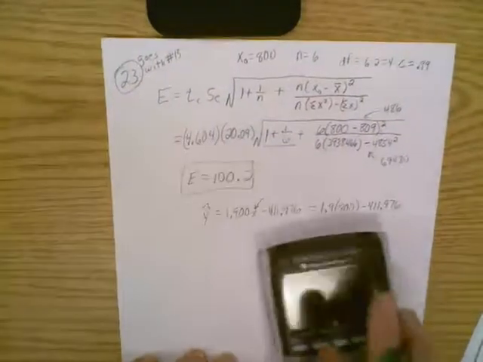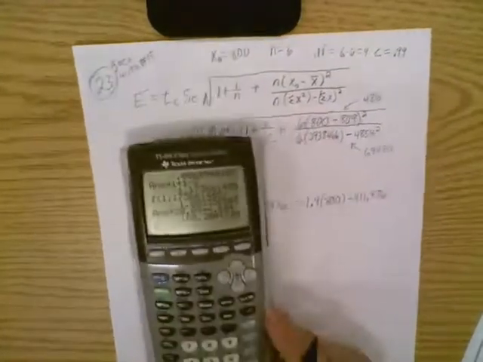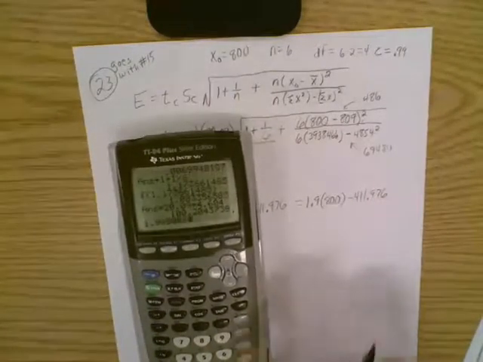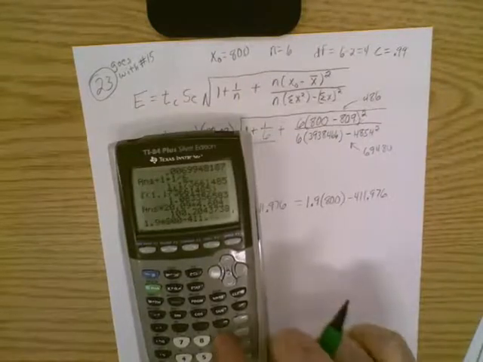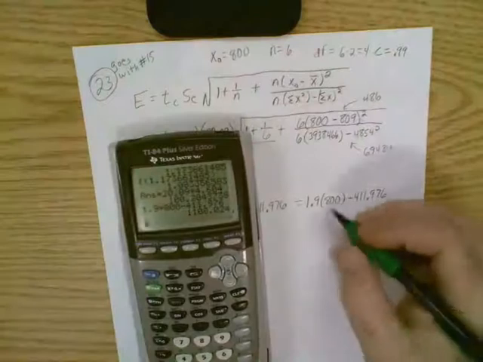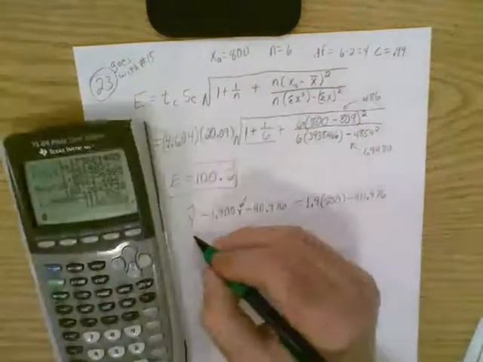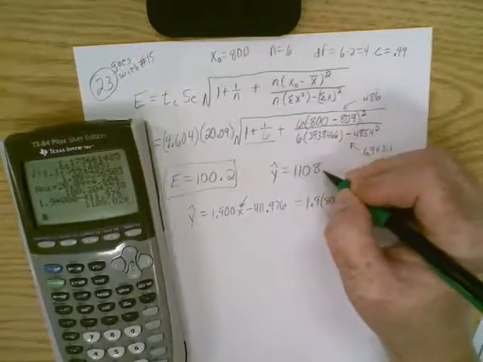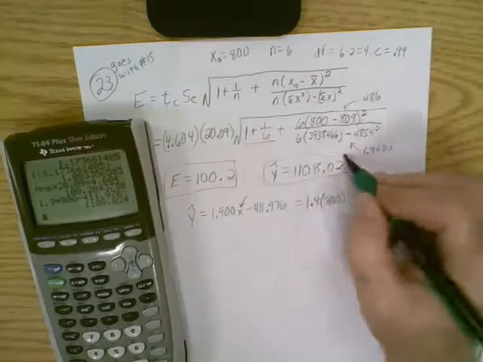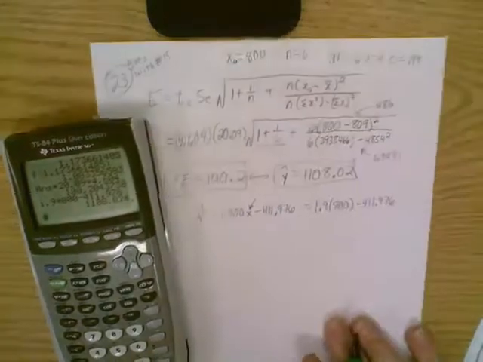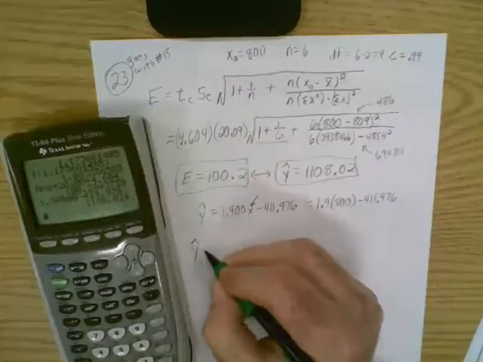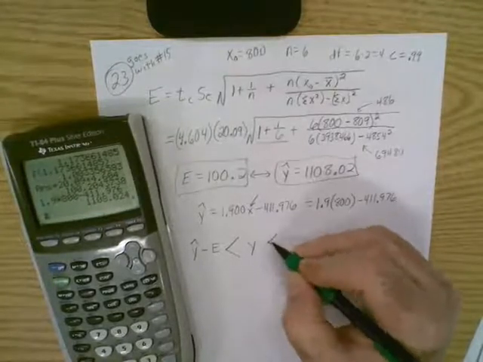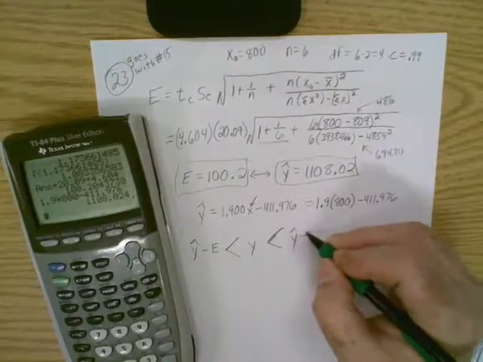I'm just going to punch that into my calculator just like it is. 1.9 times 800 minus 411.976, hit equals, and I end up with y hat equals 1108.02, somewhere around there. I'm going to use these two numbers to make my interval. It's y hat minus E is the low side, and then y hat plus E is the high side.